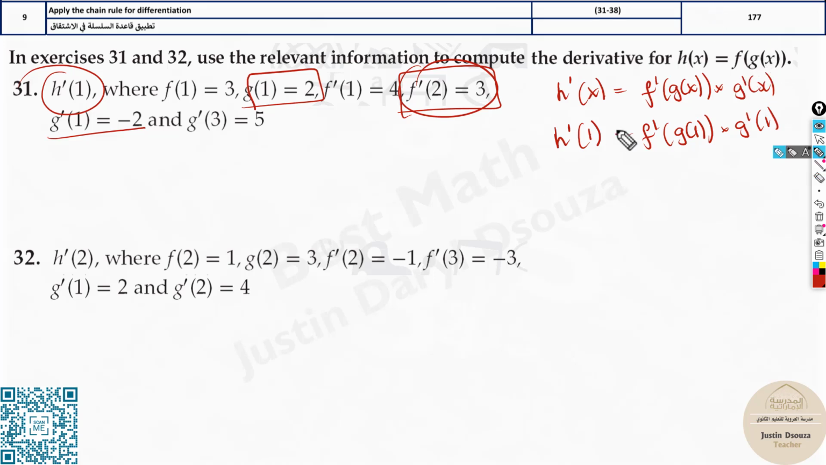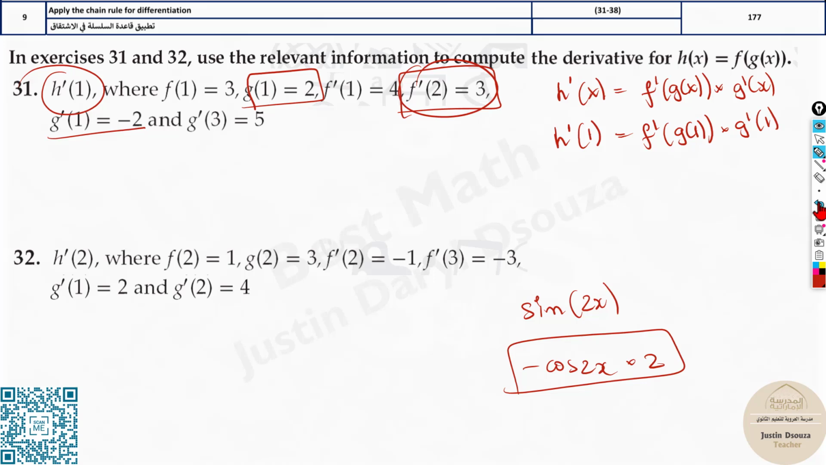I'll just give an example in terms of functions. If you had sine 2x here, now what happens? You derive sine first, it will be cosine 2x, and then you derive whatever is inside. The derivative of 2x is 2. So this is the same thing that is happening over here. I hope that is clear.